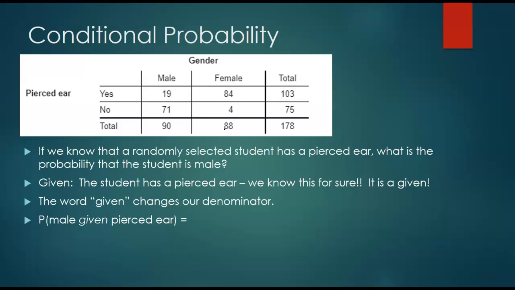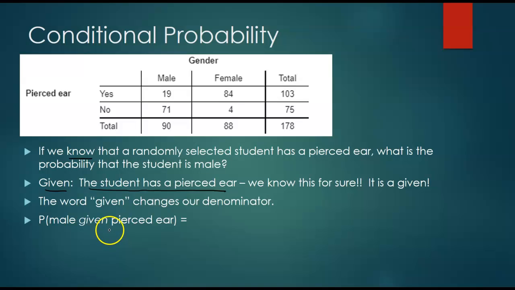If we know that a randomly selected student has a pierced ear, what is the probability that the student is male? That is giving us something. There is something that we know. The given is that the student has a pierced ear. We know this for sure. It's a given. The word given changes our denominator.